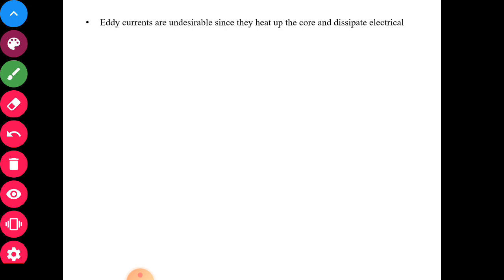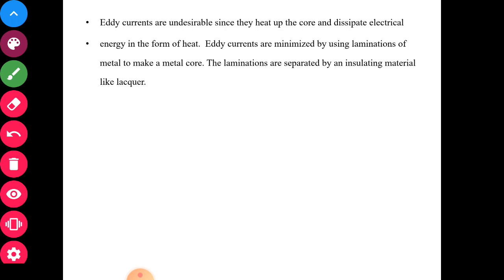Eddy currents are undesirable since they heat up the core and dissipate electrical energy in the form of heat. So eddy currents are minimized by using laminations of metal to make the metal core. Whenever the metal core is made, its lamination is done, and these laminations are separated by an insulating material like lacquer. So the effect of this eddy current can be minimized.